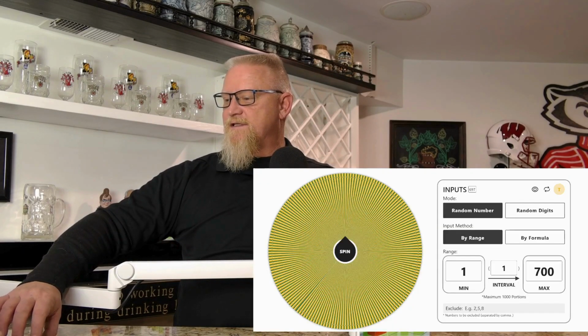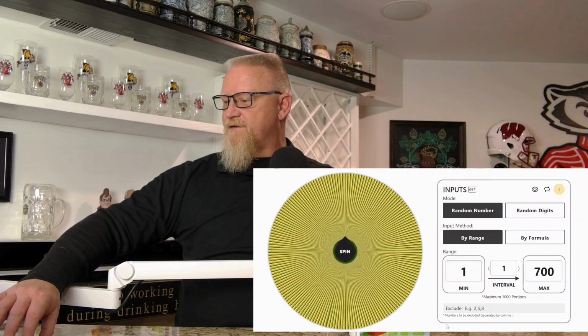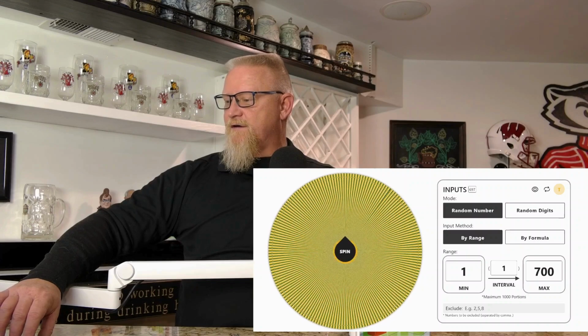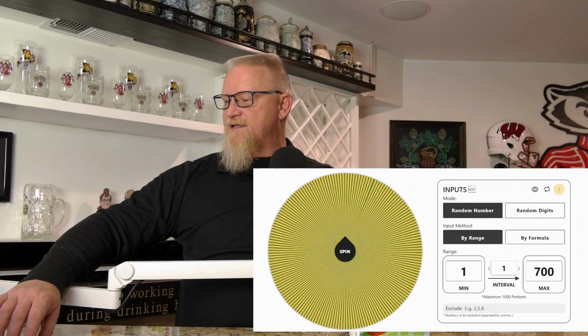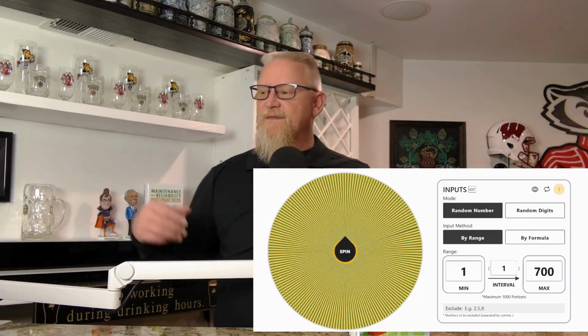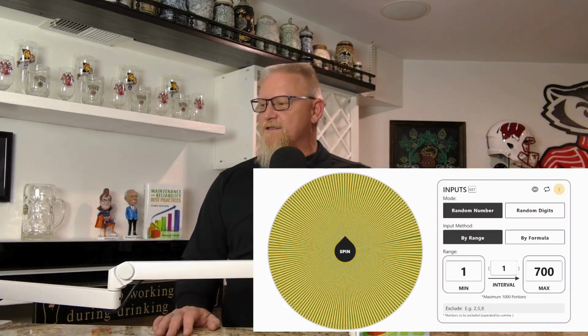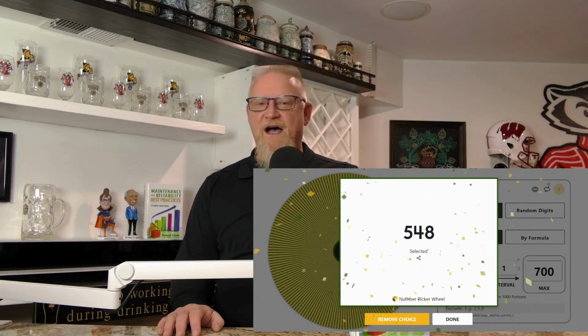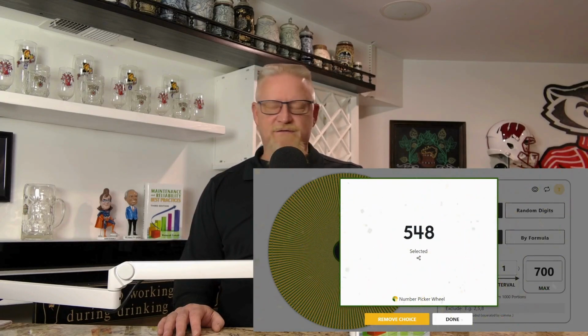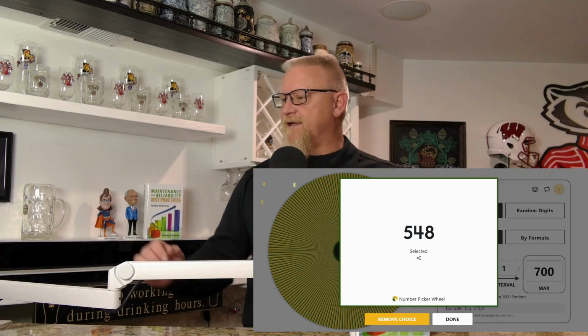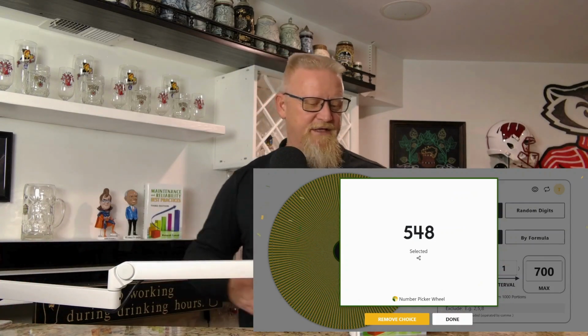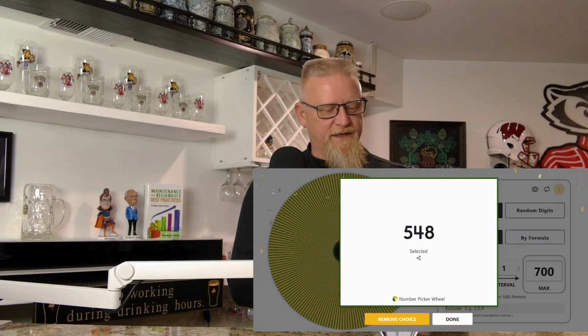So let's go to our random number generator and we shall see what today's tip is going to be. Let's spin the wheel, pick your favorite number. Go get your copy of Maintenance and Reliability Best Practices by Ramesh Gulati. And today's number is 548. I've had quite a few generally in that area today. So let's take a look at page 548, see what's on it.